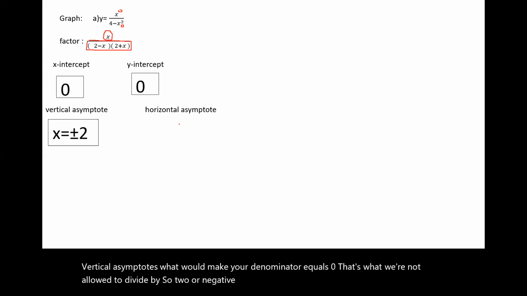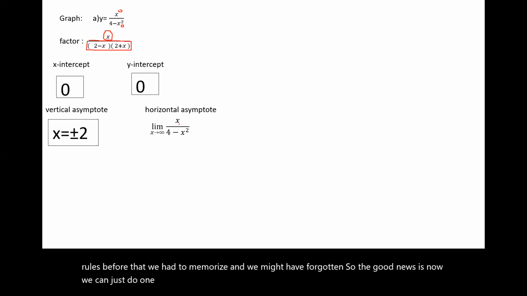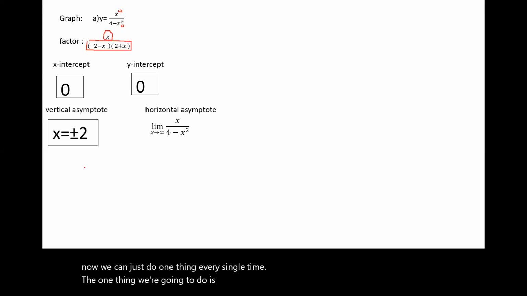And the horizontal asymptote. We had 3 rules before that we had to memorize, and we might have forgotten them. So the good news is now we can just do one thing every single time. The one thing we're going to do is calculate the limit as x approaches infinity.